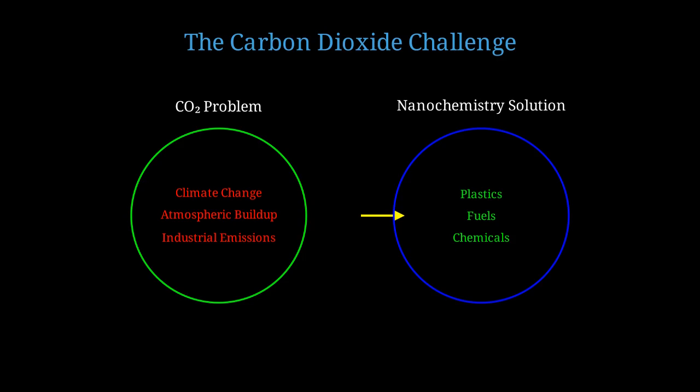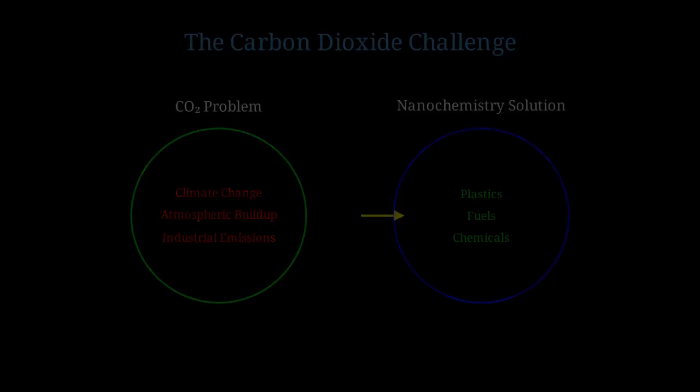Carbon dioxide is a greenhouse gas that contributes significantly to climate change. Currently, atmospheric CO2 levels exceed 420 parts per million, the highest in human history. But what if we could transform this liability into an asset? What if carbon dioxide could become a raw material for producing plastics, fuels, and other valuable chemicals? This is where nanochemistry comes in.